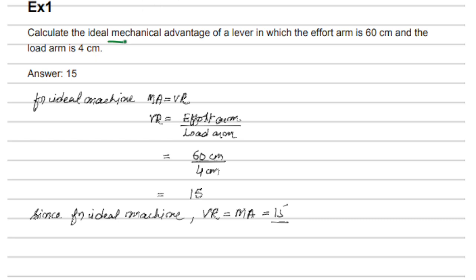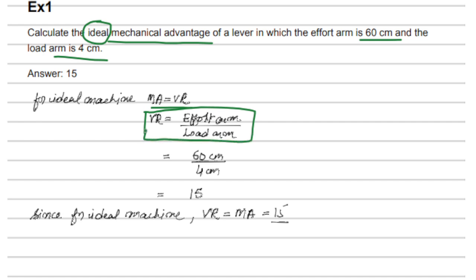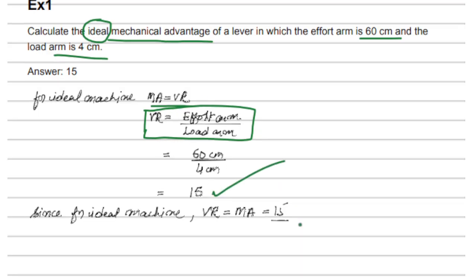Calculate the ideal mechanical advantage of a lever in which the effort arm is this much and the load arm is this much. If we consider the lever as ideal, then the mechanical advantage will be equal to the velocity ratio. And velocity ratio is effort arm divided by load arm. This formula you should know. Then we'll just put these values and we'll get the answer as 15.